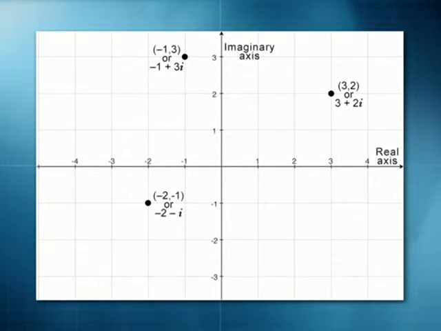Here are some complex numbers that we've plotted in the plane. You can see down in the third quadrant the complex number -2 minus i. The real part is -2, and the imaginary part is minus i, and it's plotted as the ordered pair -2, -1. And then up in the second quadrant you see the number -1 plus 3i, and that's plotted as the ordered pair -1, 3. So there's a nice correspondence between complex numbers and ordered pairs in the complex plane.